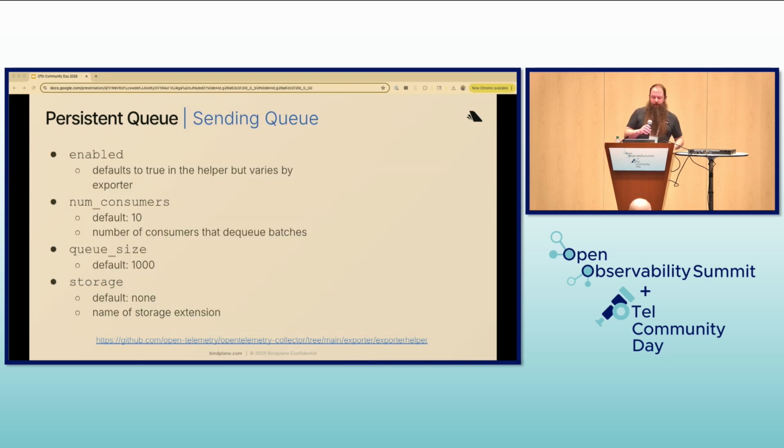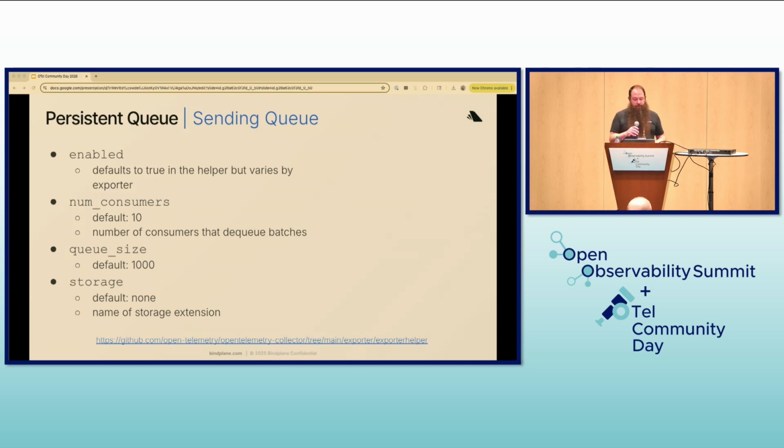All right, so let's look at some of the primary configurations here. Again, these are the parameters that are available for the sending queue, obviously enabling it. This is an important call out. This actually just caught me the other day. This defaults to true, so as in the sending queue is enabled by default in the exporter helper, but that doesn't necessarily mean that it's enabled by default in the exporter. So be mindful of that when you're configuring your exporters. Take a look, see if they have changed the default. Like I said, I was caught off guard just the other day by that.